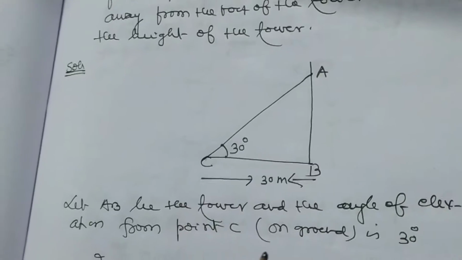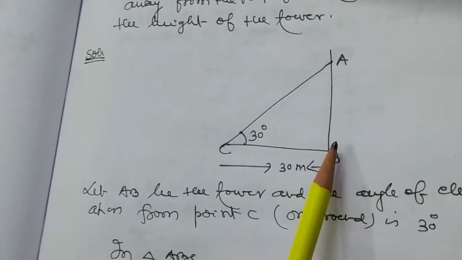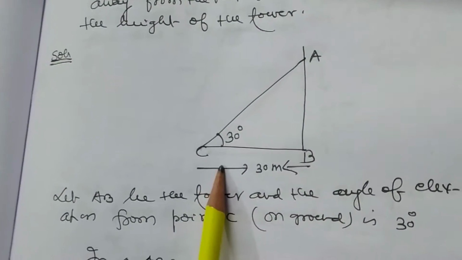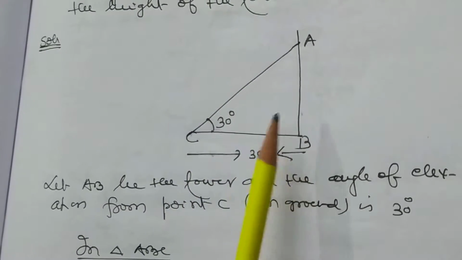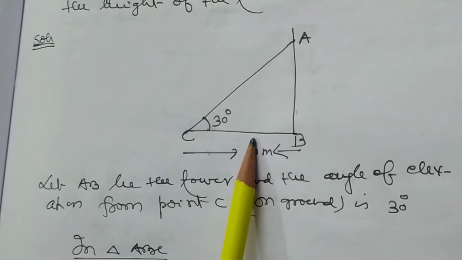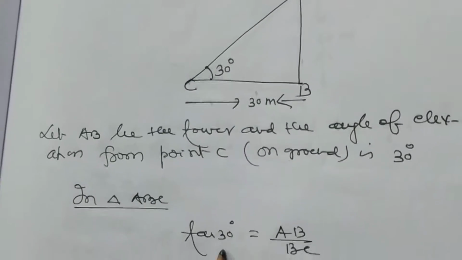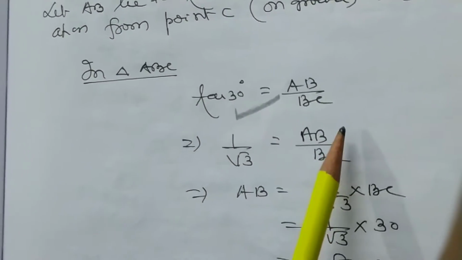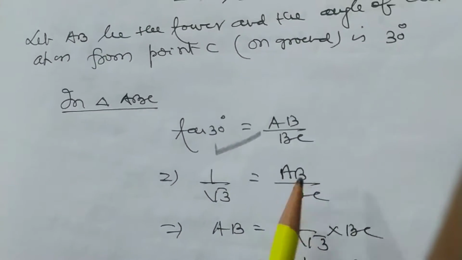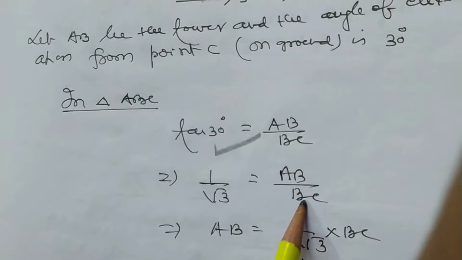So my dear student, now it is clear. What you have to find? AB. What is given? BC. With respect to this angle 30 degree, AB is perpendicular, BC is base. So you will take tan 30. Now what you have to find? AB. AB is in the numerator, BC, which is given, is in the denominator.